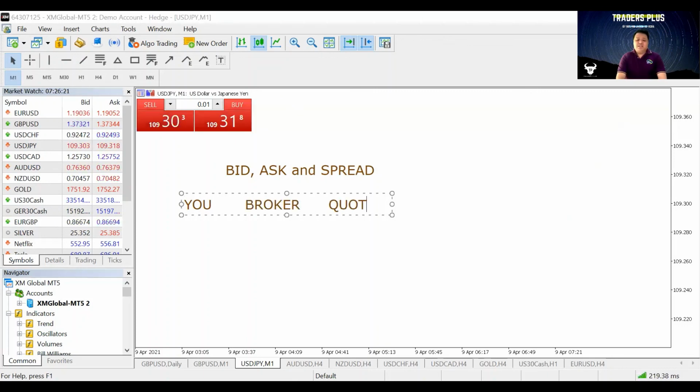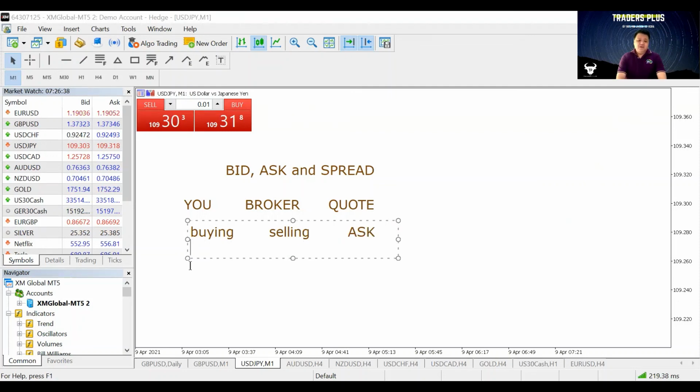So ano yung quote natin? Ganito. Remember, if you are buying, then the seller, the broker, is selling. So ito, ask price yan. Okay? If you are selling, the broker is buying. So ito ay bid price.